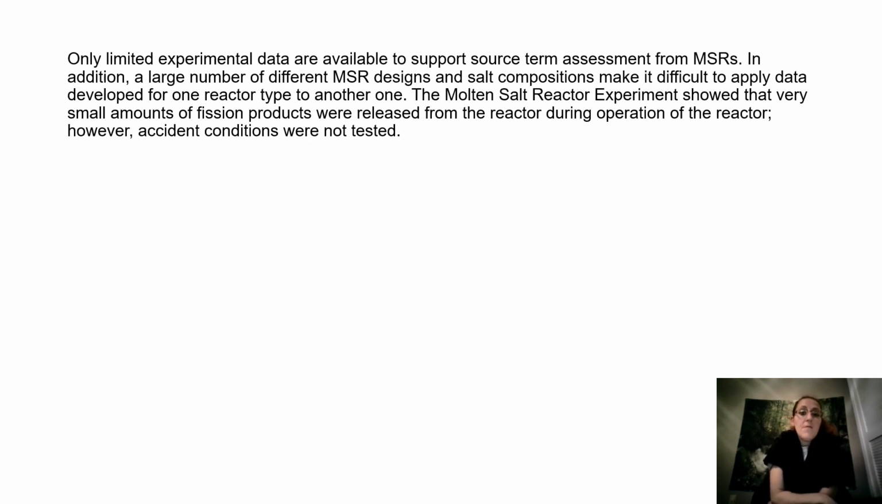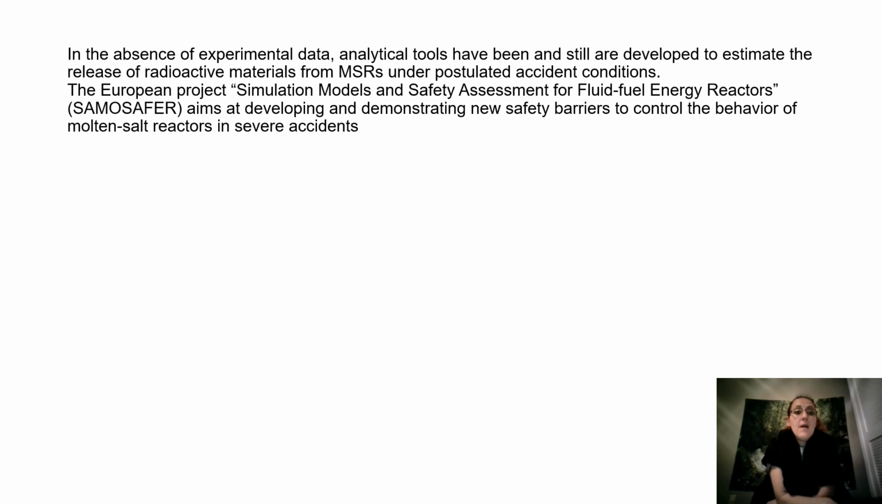Only limited experimental data are available to support source term assessment from molten salt reactors. In addition, a large number of different molten salt reactor designs and salt compositions make it difficult to apply data developed for one reactor type to another one. The molten salt reactor experiment showed that very small amounts of fission products were released from the reactor during the operation of the reactor. However, accident conditions were not tested. In the absence of experimental data, analytical tools have been and are still being developed to estimate the release of radioactive materials from molten salt reactors under postulated accident conditions.